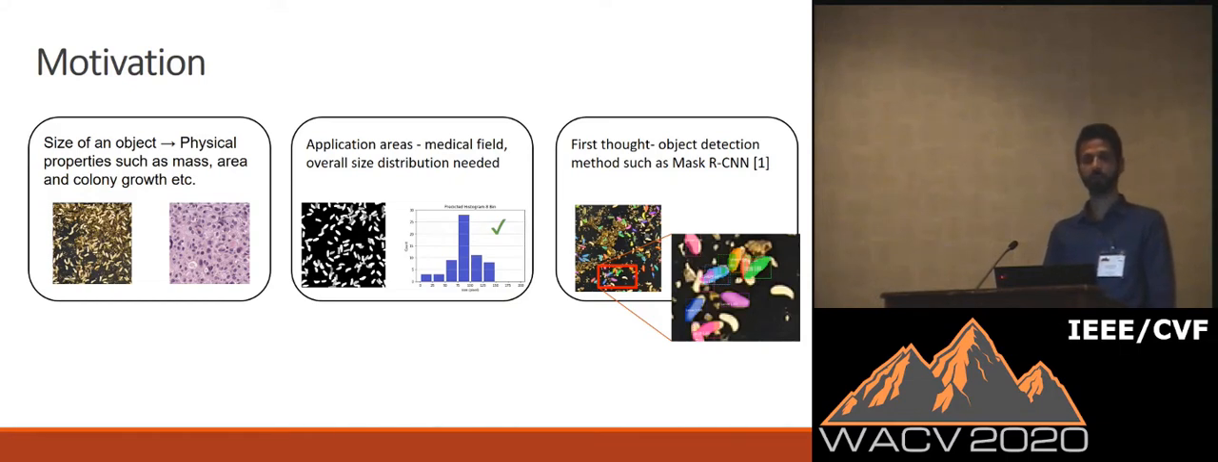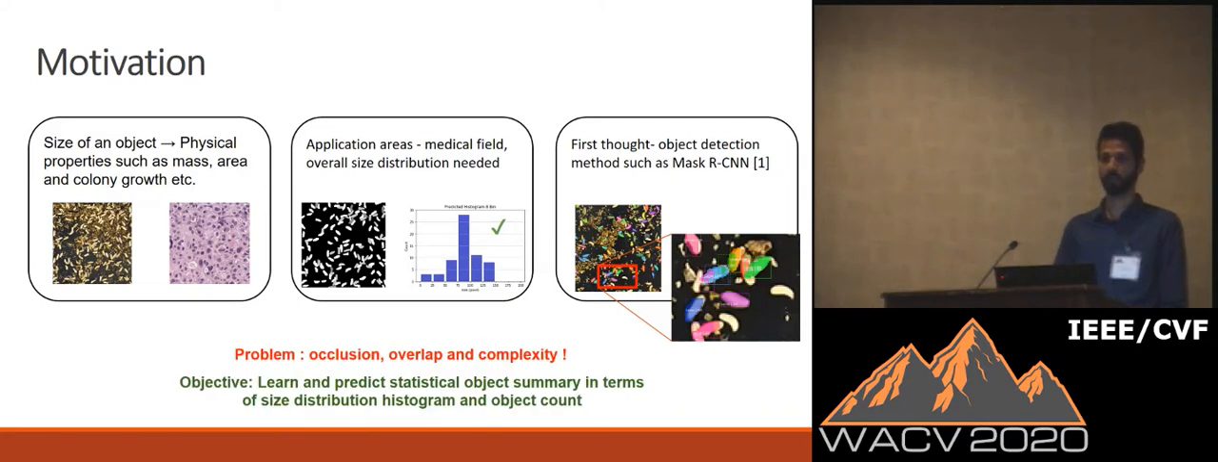One can tackle this problem of predicting size distribution by training an object detector, such as Mask RCNN. But we know Mask RCNN suffers from the problem of occlusion and overlap in crowded scenarios, and the complexity of this solution is disproportionate with the complexity of the problem. So our objective is to directly predict a statistical summary of the objects in terms of a size distribution histogram and object count.